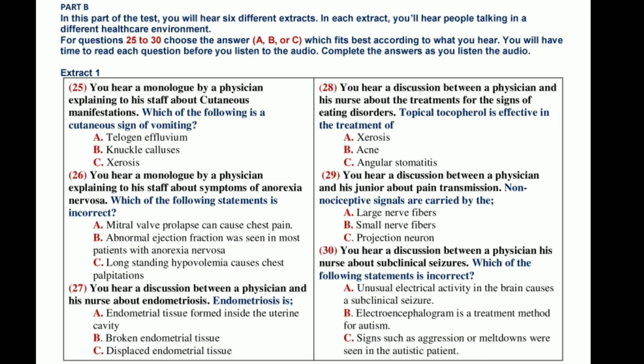Question 29. You hear a discussion between a physician and his junior about pain transmission. Now read the question.